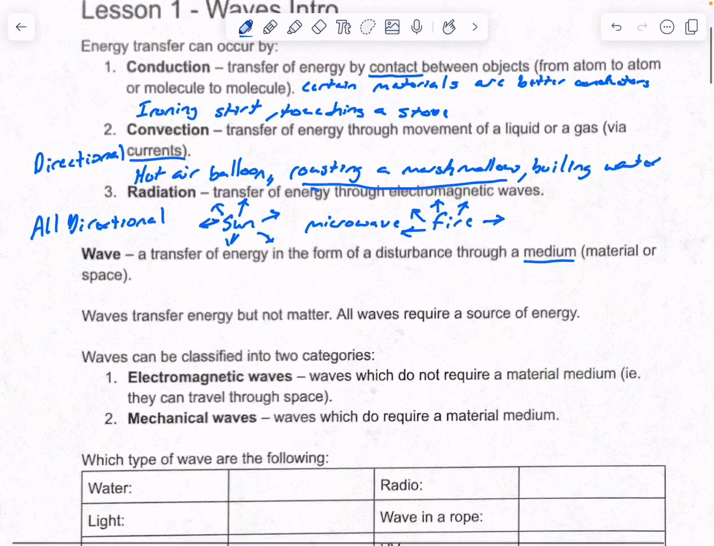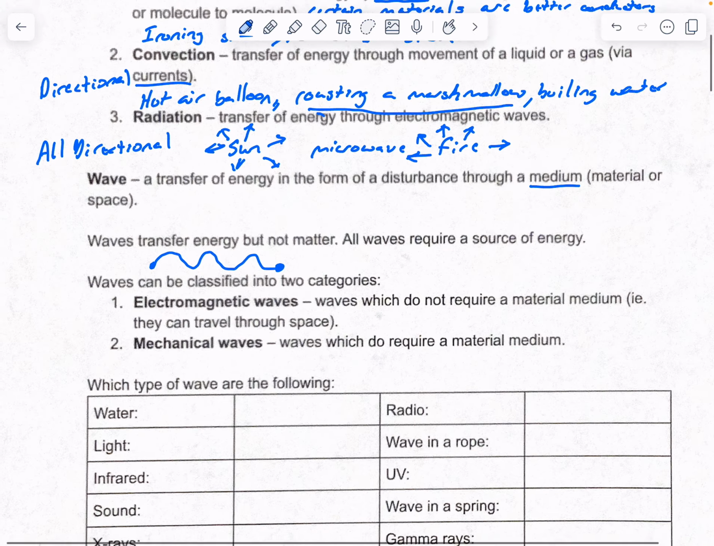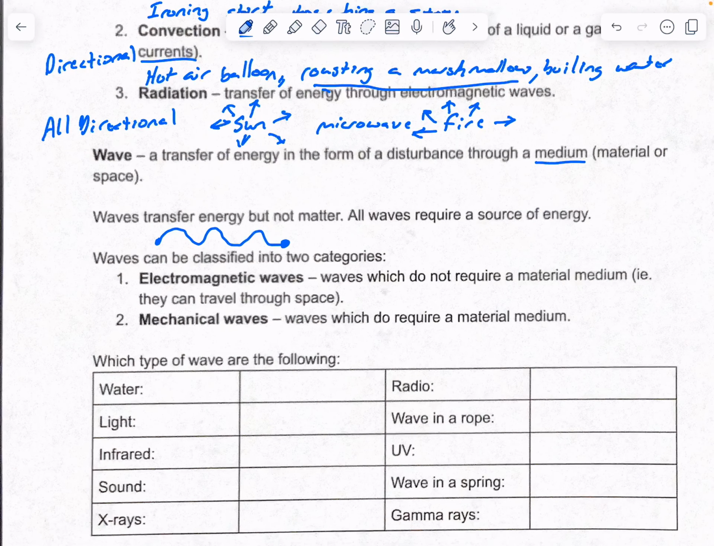You can't touch it. So waves transfer energy but not matter. That means a particle is not going to start here. Say this particle is here. It's not going to just go through the wave and end up here. What happens is it transfers energy to the next particle next to it, and then that particle transfers energy to the particle next to it. It's kind of like a game of telephone. Your original particle is still back at the beginning. But all waves require a source of energy, so you need something to get it going.